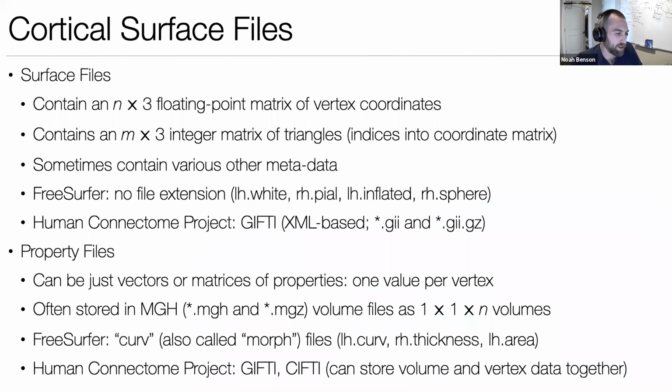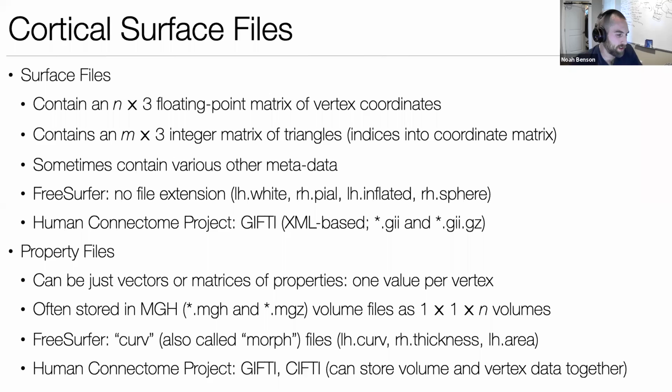In general, the files used for surface representations are much simpler than people assume. Surface geometry files almost always contain two matrices. One is for the vertices and one is for the triangles. The triangle matrix just gives integer indices into the vertex matrix for each of the triangle's corners. Property files store one value per vertex in the same order as the surface files, like I just mentioned.